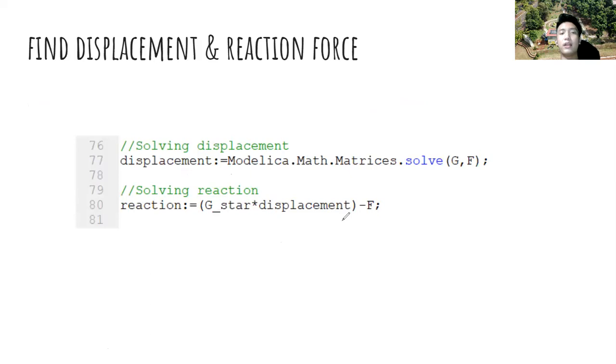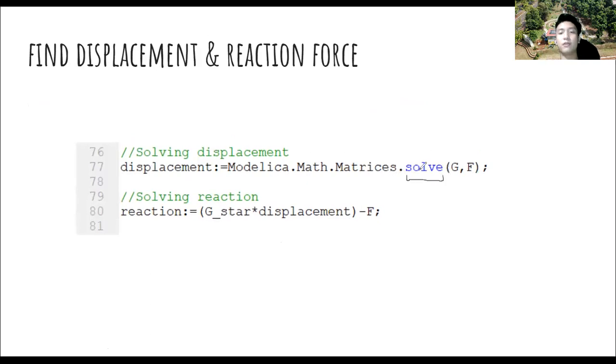And here's the formula that we can put into OpenModelica: displacement equals Modelica.Math.Matrix.solve. Basically, we use the solve function from the Modelica Math Matrix, using parameters G and F, the global matrix and the forces. And that's the displacement. How about the reaction force? Reaction force equals G star times the displacement, and then after that, we subtract the F from it.